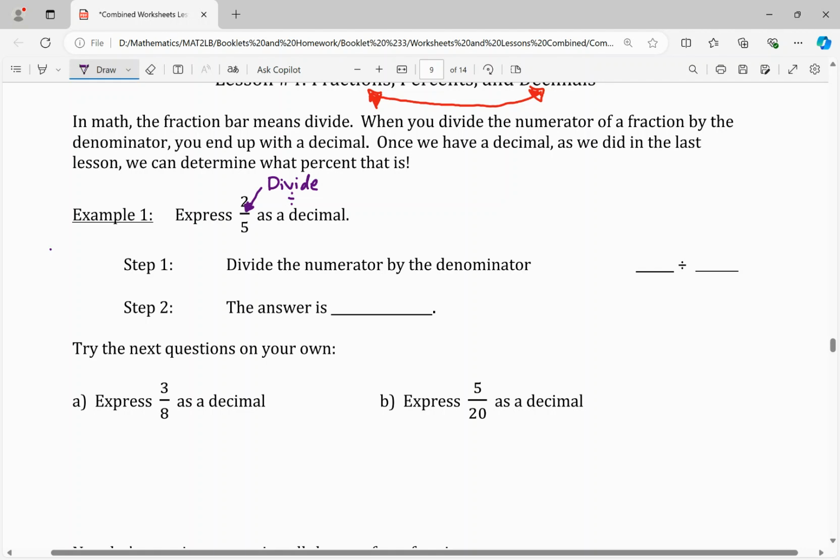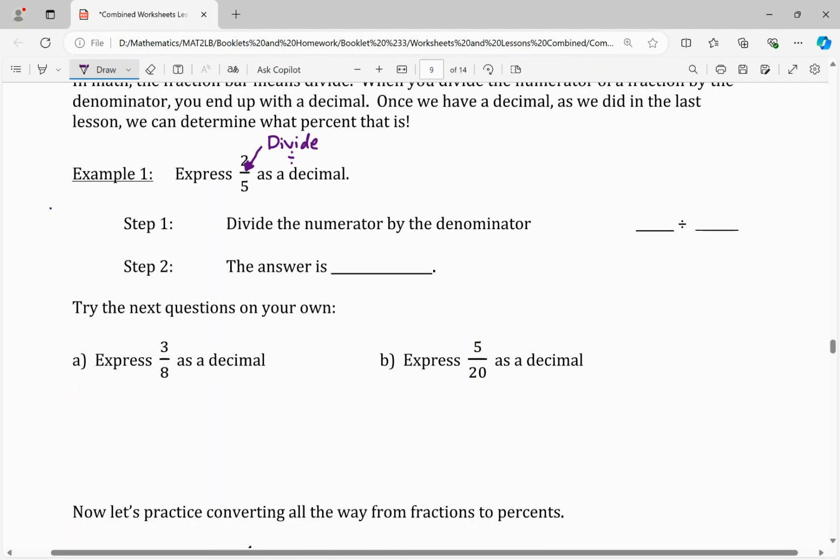So let's say we have 2 over 5. If we want to turn this into a decimal, we would quite literally type 2 divided by 5 into our calculator.